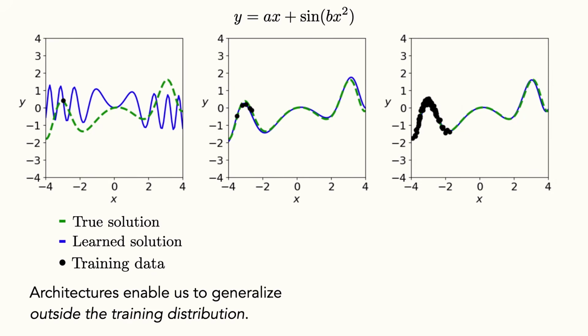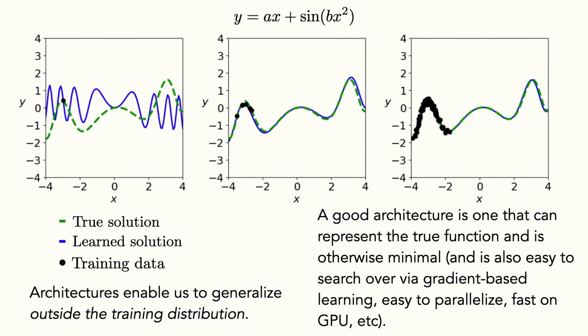So that's what we're showing. Architectures enable us to generalize outside the training distribution. And a good architecture is going to be one that can represent the true function of the data and then is otherwise minimal, right? We want it to be easy to search over via gradient-based learning. We want it to be easy to parallelize, fast on GPU, et cetera, et cetera.